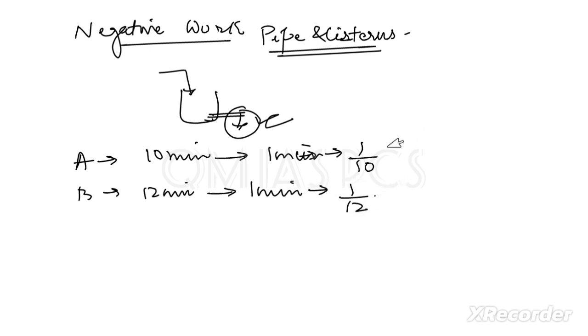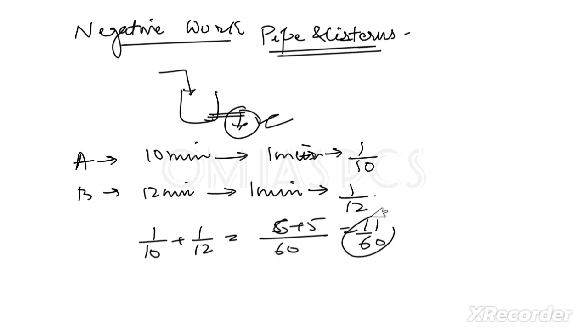So when both taps are open together, how many parts are filled in 1 minute? It will be 1 by 10 plus 1 by 12. Take the LCM, which is 60, it is 6 plus 5, that is 11 by 60. So 11 by 60 part is filled in how many minutes? 1 minute, not 2 minutes, because they are opened simultaneously.